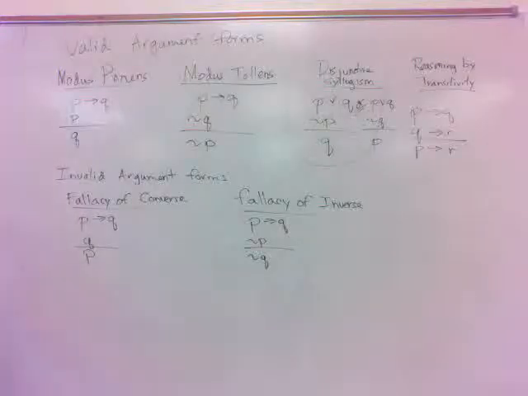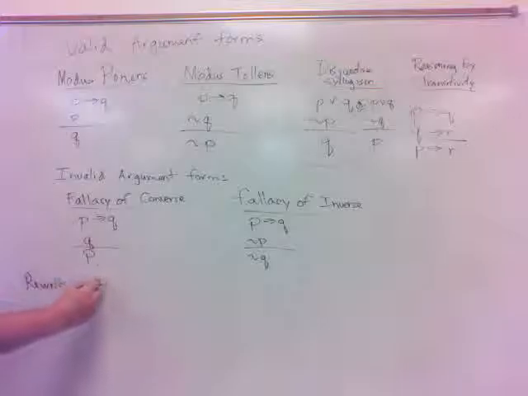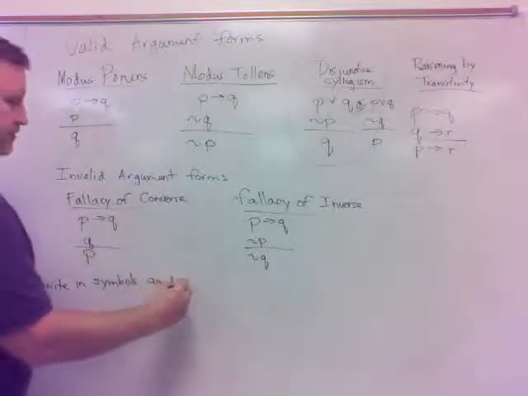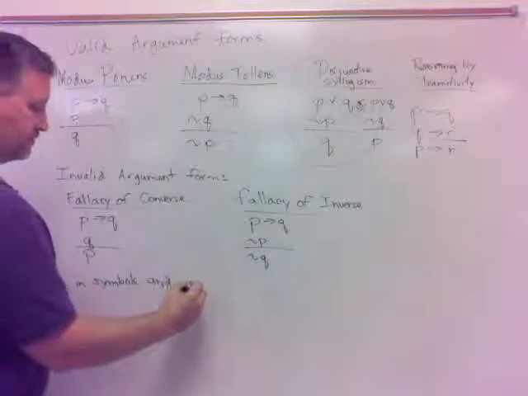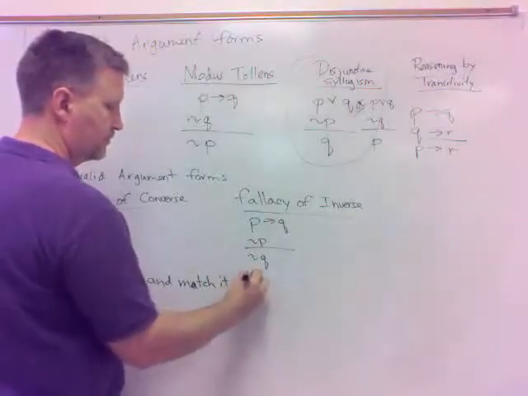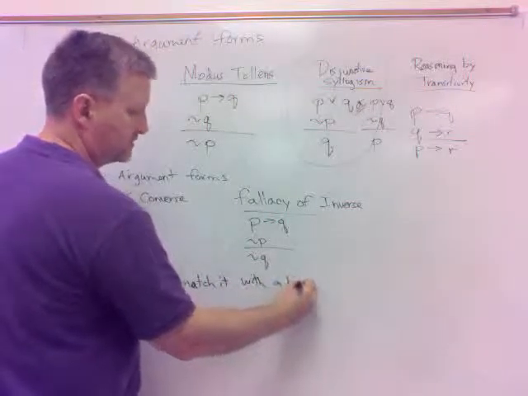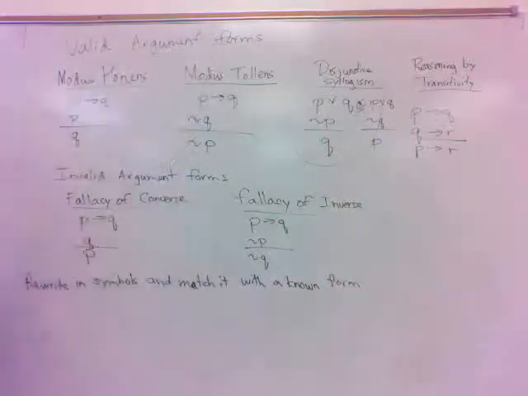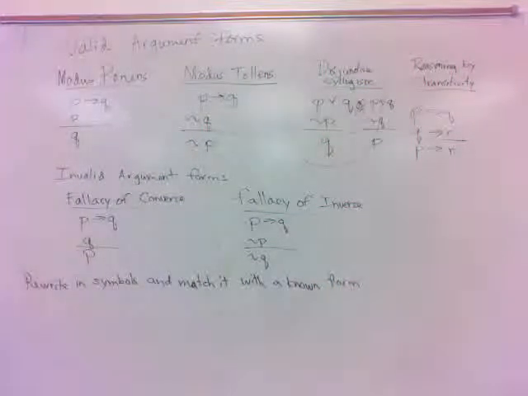Okay, here's how we use those. Let's say we have this. We're going to rewrite the argument in symbols, and then match it with a known argument form, and determine if it's valid that way. Basics of it: instead of having to use a truth table, just match it up. Rewrite it in symbols and then match it up with a known form. Okay, here's number one.